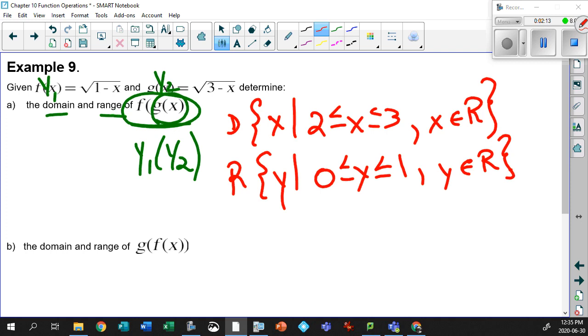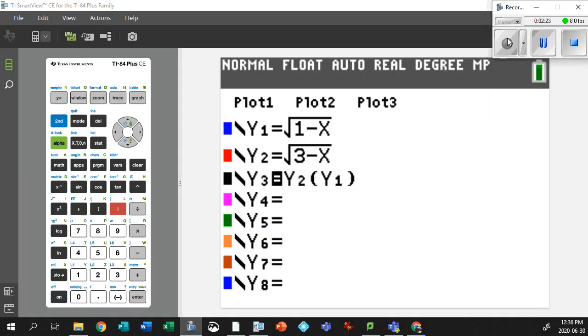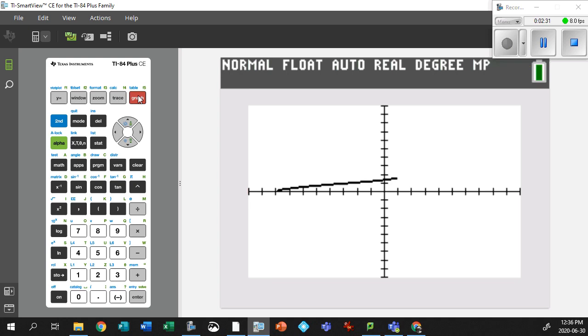Now, what's interesting here is let's see what happens when we flip them. Okay, so I'm going to set up my calculator for you. So I got it good to go right here. There's the y2, y1. I'm going to graph it. Let's see what this looks like. Fascinating. It looks like it's between here and here now.